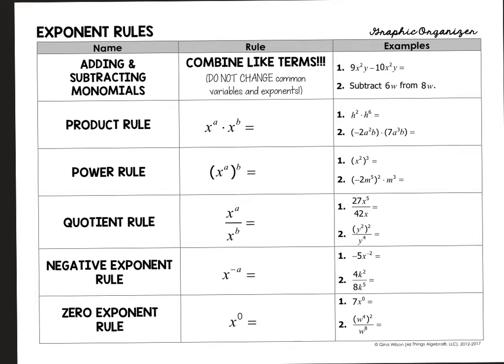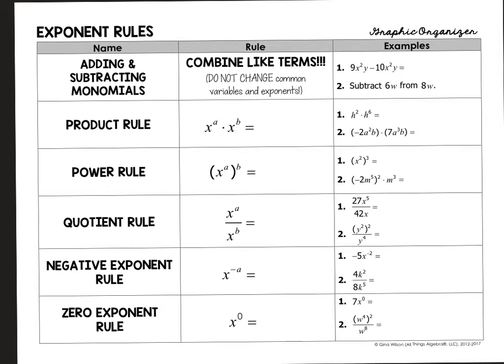this unit. So when we talk about exponent rules, this is how we can combine different exponential expressions through what we call the product rule, power rule, quotient rule, negative exponents, and zero exponent rule. We're also going to talk about what's the difference between using exponent rules to combine exponential expressions and what it means when you combine like terms.